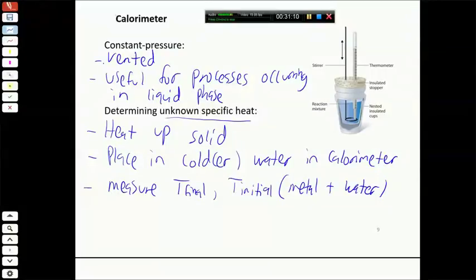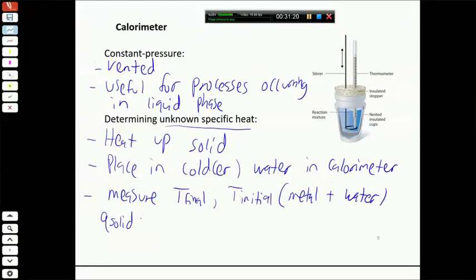And then what we have to realize is that the heat that flows out of the solid, so the solid's at higher temperature, so it's going to transfer heat to the water, is equal in magnitude but opposite in sign to the heat that's absorbed by the water. Okay? So this solid piece of metal that we're putting into the water is going to lose some heat because it's at a higher temperature initially, and the water is going to gain that heat, and the heat that is lost by the solid is equal to the amount of heat that's gained by the water.